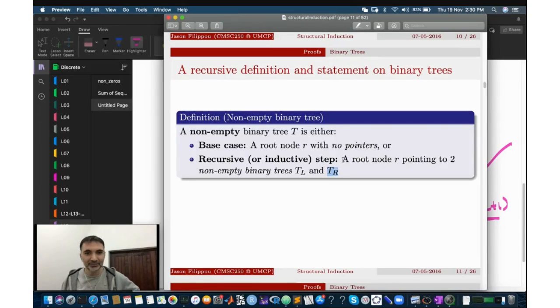Okay, yes, no. There is a single node. उसके अलावा कोई nodes नहीं है. There is a single node जिसको हम root node R कहते हैं and there are no pointers. Okay. All right, so back to the inductive step.